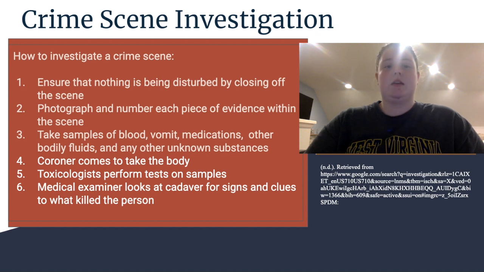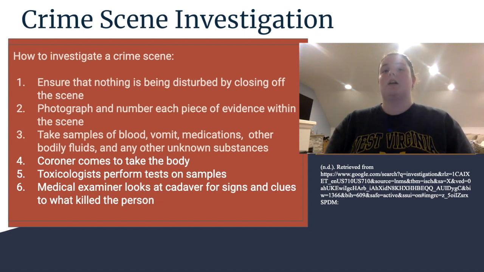So I wouldn't say toxicologists perform tests on samples. I would say toxicologists, who are scientists who specifically study the components of different types of substances at a crime scene, are going to perform tests on the samples that we collected from the crime scene. So they would perform tests on things like the vomit, any medications that were found at the scene, the blood, any other body fluids we found. They are the reason that we're able to identify things of what they are in a crime scene.